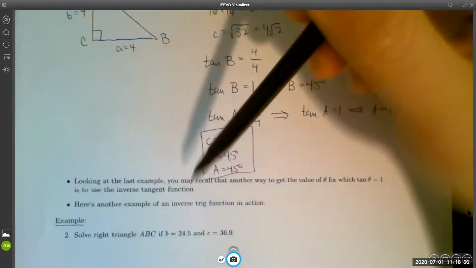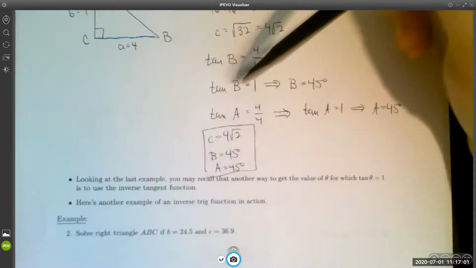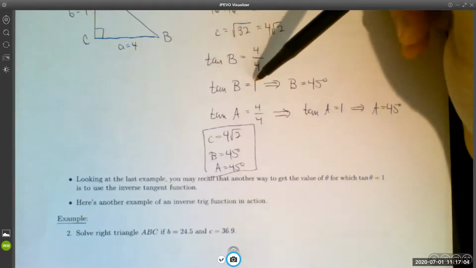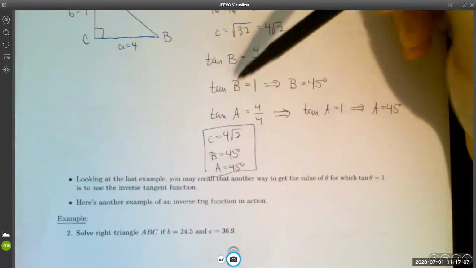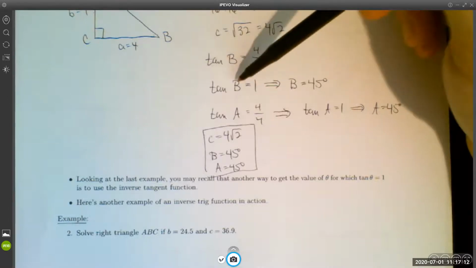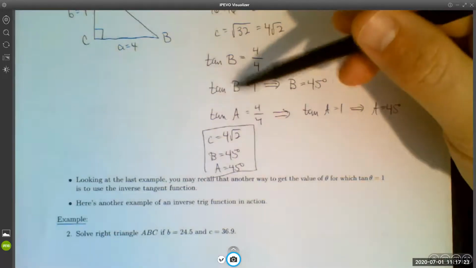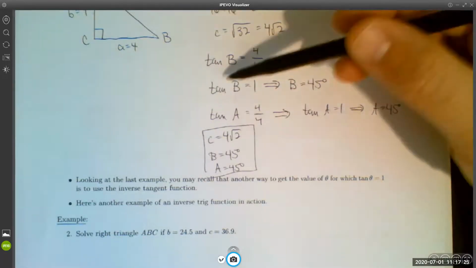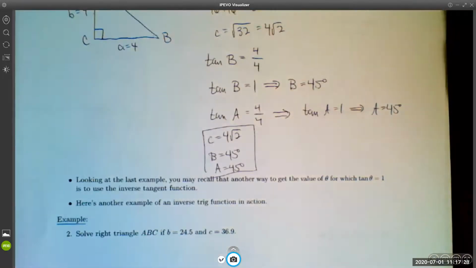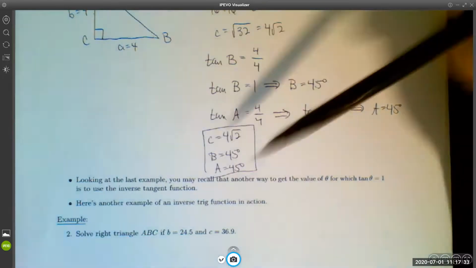So this leads us to want to look at things like inverse functions, because in this case we didn't need a tangent inverse because we knew that 45 degrees would satisfy this equation. But what if instead of tan B equals 1, we had something like tangent B equals 4.73? We have no idea what angle would give us 4.73 when we apply tangent to that angle, right? That's not a value that we have memorized.